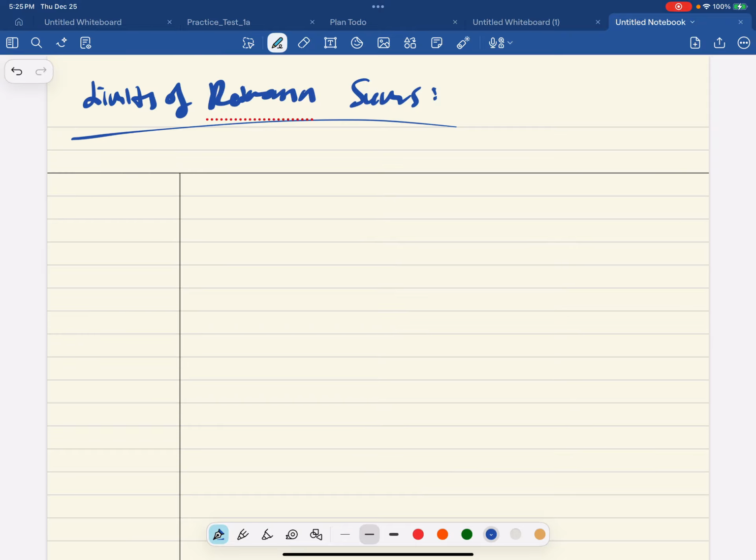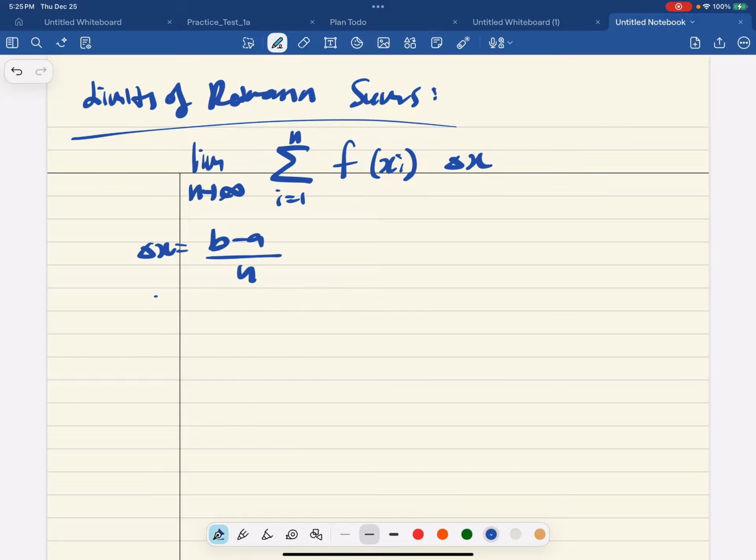So definition of derivatives, definite integrals, and the limits of Riemann sums. It's just straightforwardly the limit as n approaches infinity of the sum from i equals 1 to n of f of xi times delta x. That's the formula. You have to memorize this, where delta x equals b minus a over n, and where xi equals a plus i times delta x, and delta x is b minus a over n. It's the same delta x.